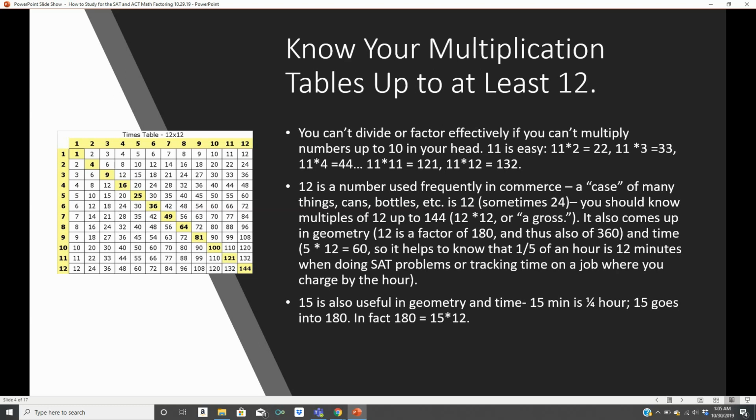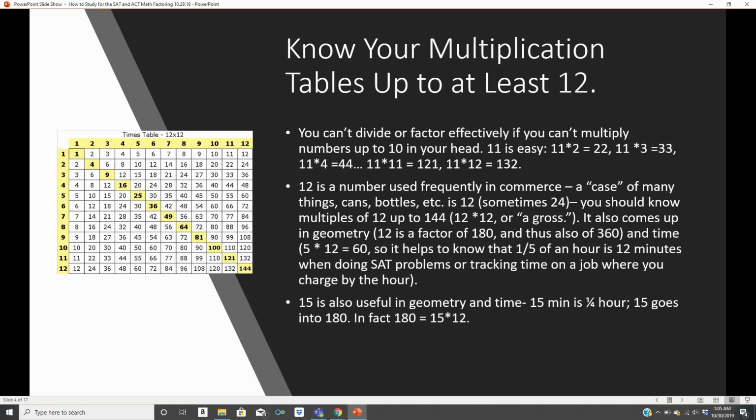And then 11 times 10 is 110, 11 times 11 is 121, 11 times 12 is 132. 12 is good to know because 12 is a number frequently used in commerce, a case of many things like cans of soup, cans of soda, etc. They contain 12. So sometimes a case of a beverage might be 24, but either way, it's either 12 or it's a multiple of 12.